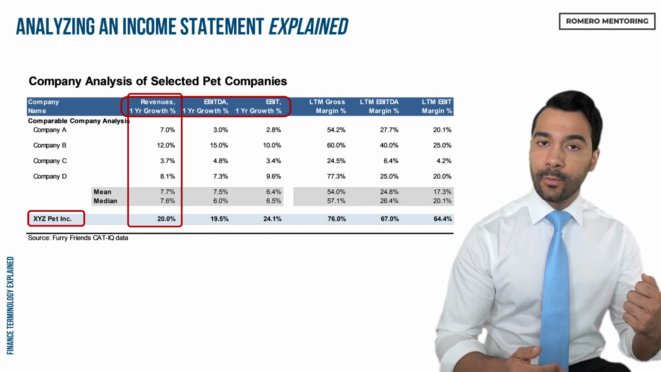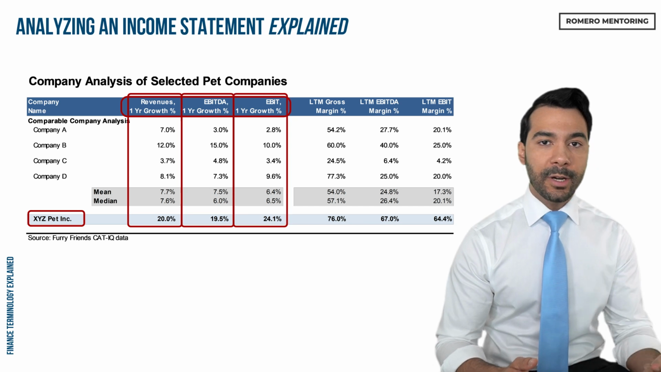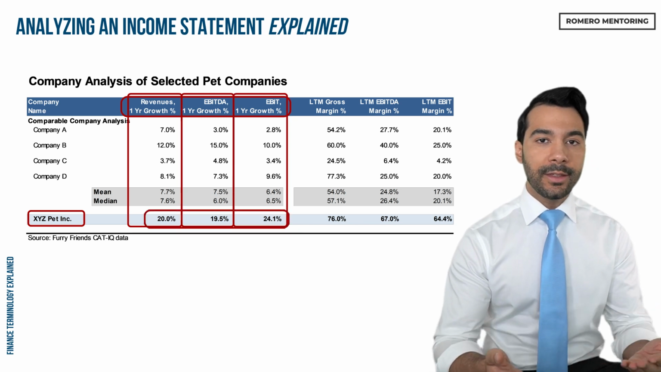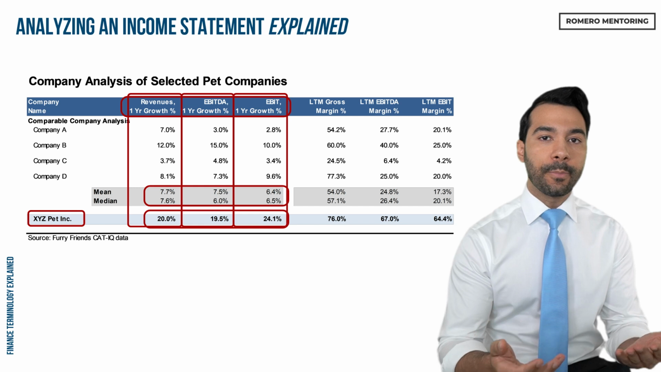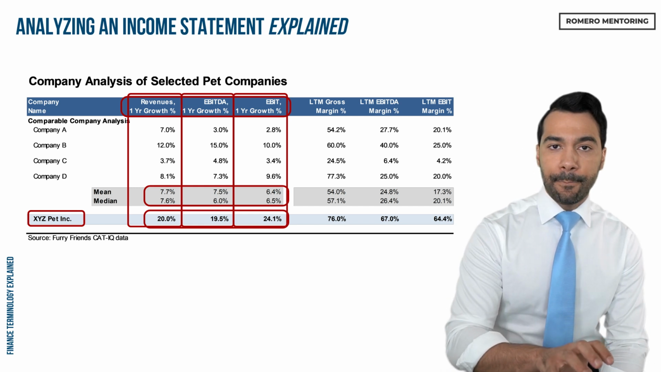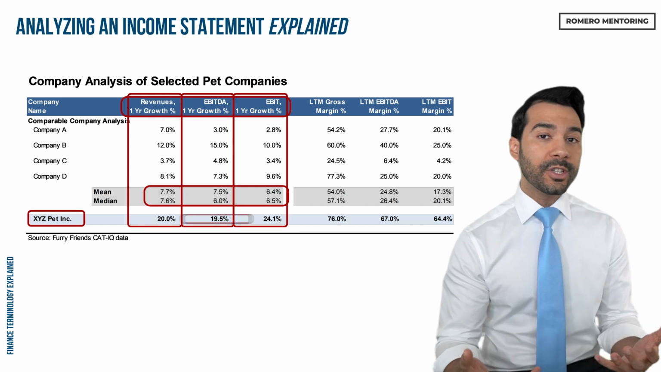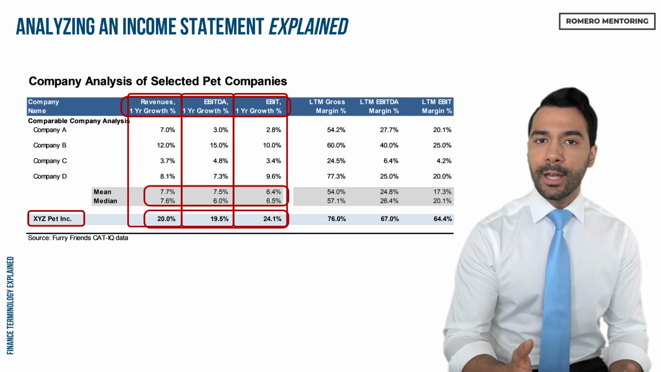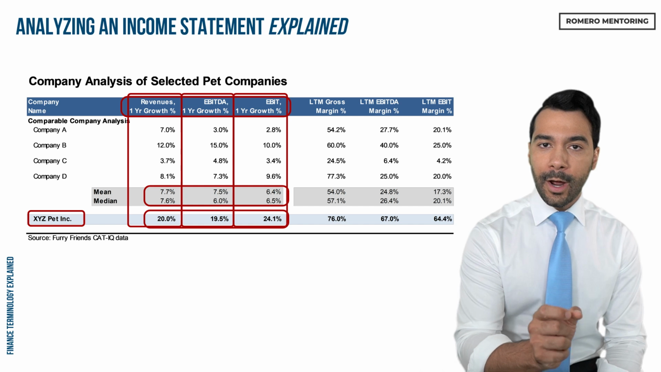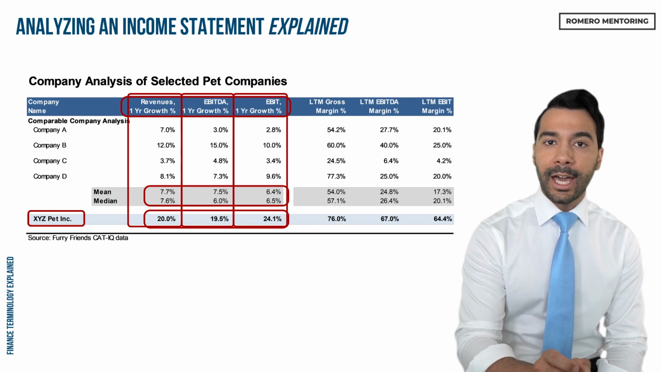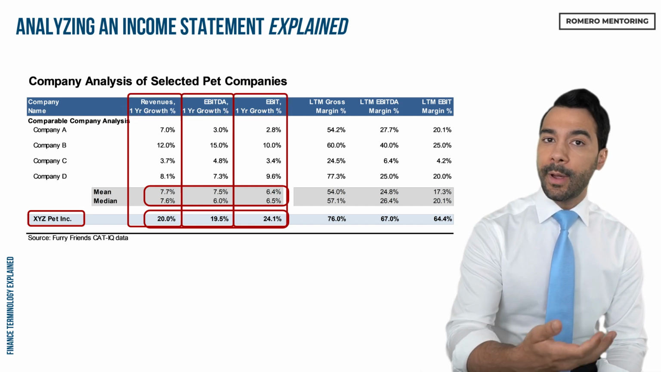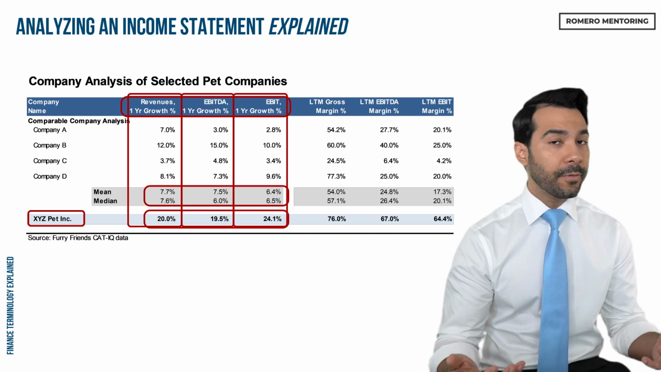Notice that revenue growth, EBITDA, and EBIT growth is actually higher than the industry average, or higher than their peers, indicating to us that their customer is validating their product and service. That's why their growth rate is much higher. So for any company that you might be analyzing, one of the important metrics or variables to look at is growth. Make sure you're comparing it with their peers, and the higher the growth, the better.